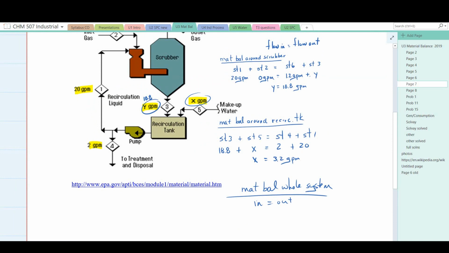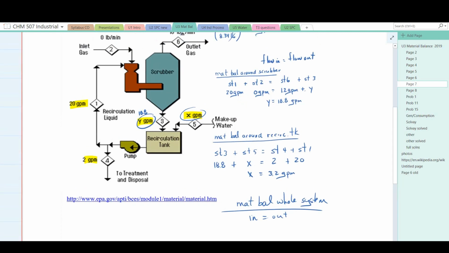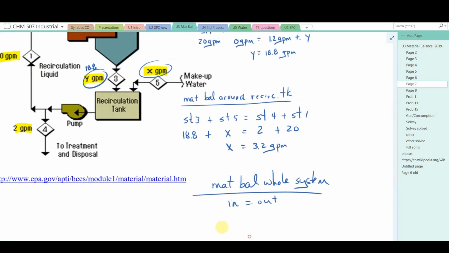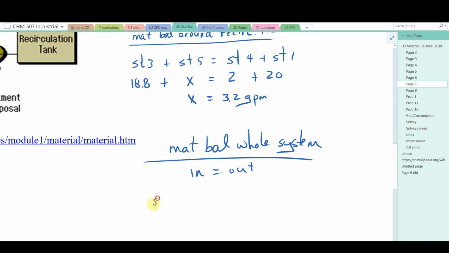So what's coming into the whole system in general? Well, streams coming in are stream 2 from the top and stream 5 over here. And what's coming out is stream 6 and stream 4. Anything else in the system is just circulating. So just my makeup and my depletions. So what's coming in? I'm going to say stream 2 was coming in and stream 5. And what's going out is stream 4 and stream 6.